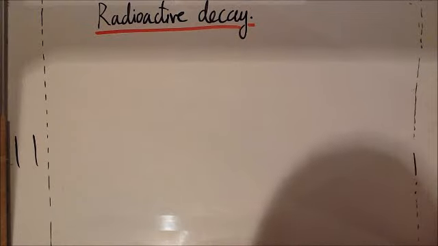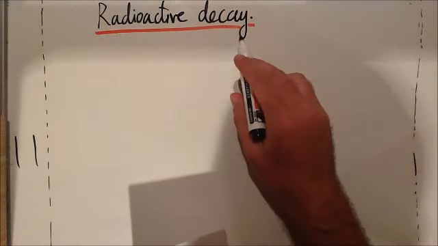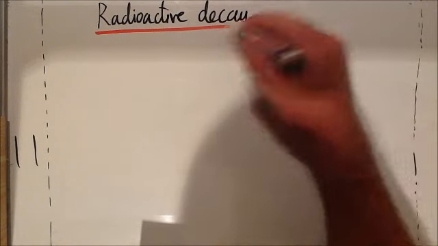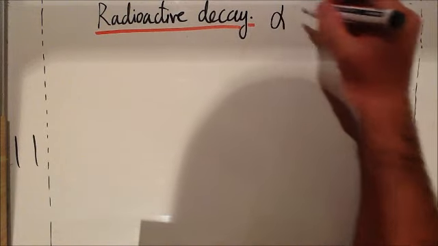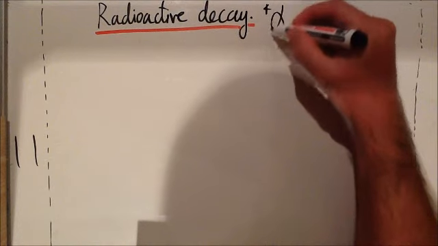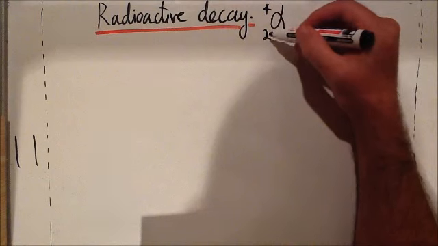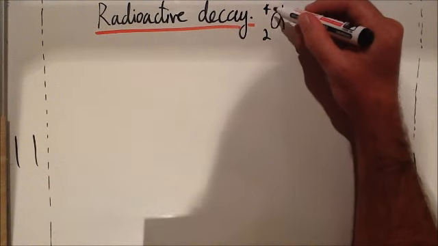Right, welcome back. Today we're going to sort out radioactive decay. We're going to look at the three types of radioactive decay. We're going to look at alpha particles, which look like this. This is a symbol for an alpha particle. It has 2 protons and 2 neutrons.